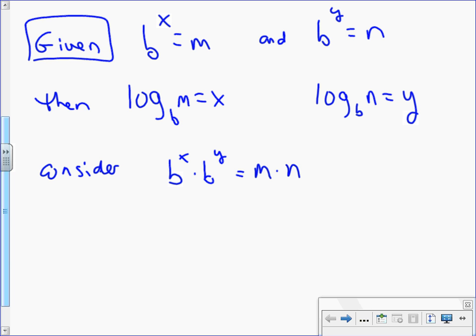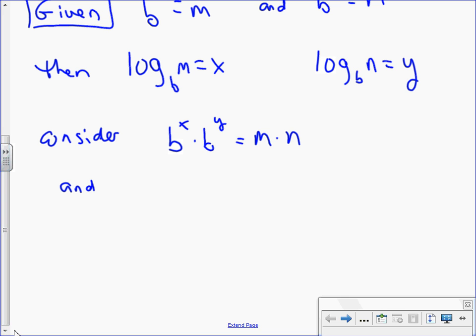Yeah? Okay, now, the rules of exponents tell us that if we have like bases right here, what can we do to those 2 exponents? Add them. So I can rewrite this as b to the x plus y. Look at that.